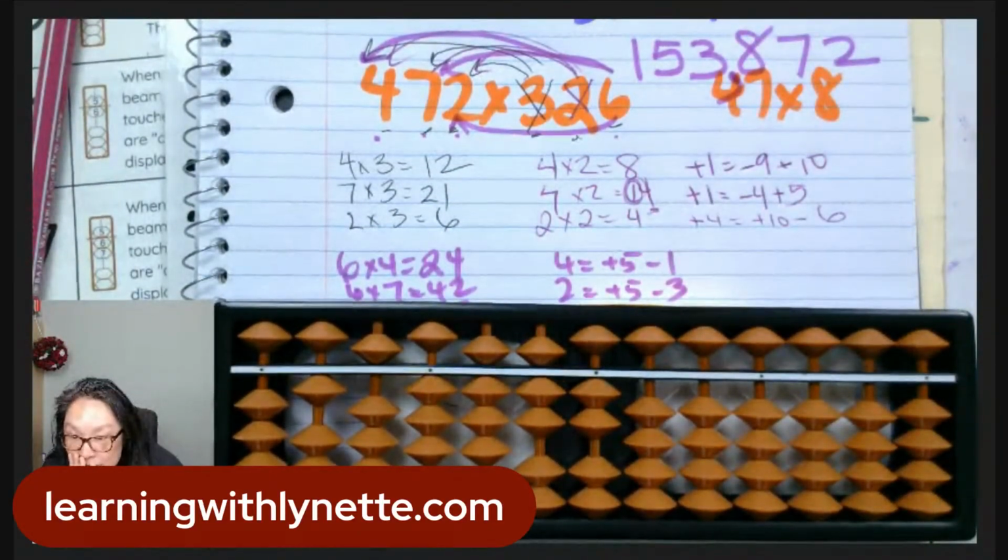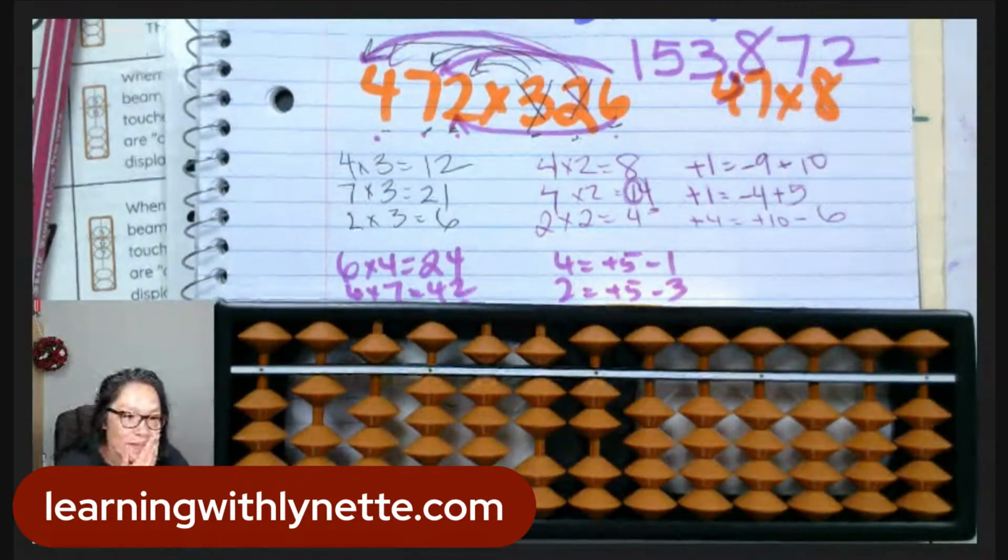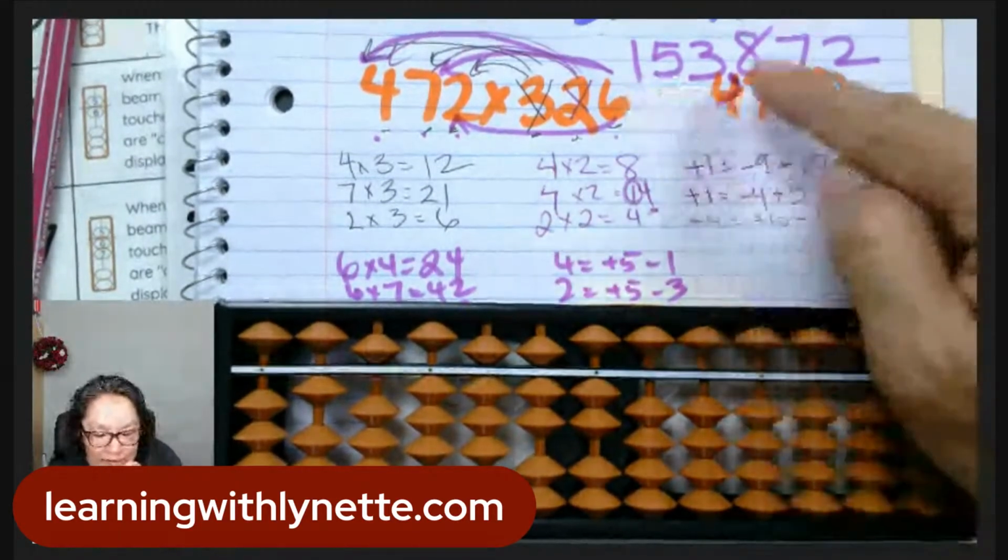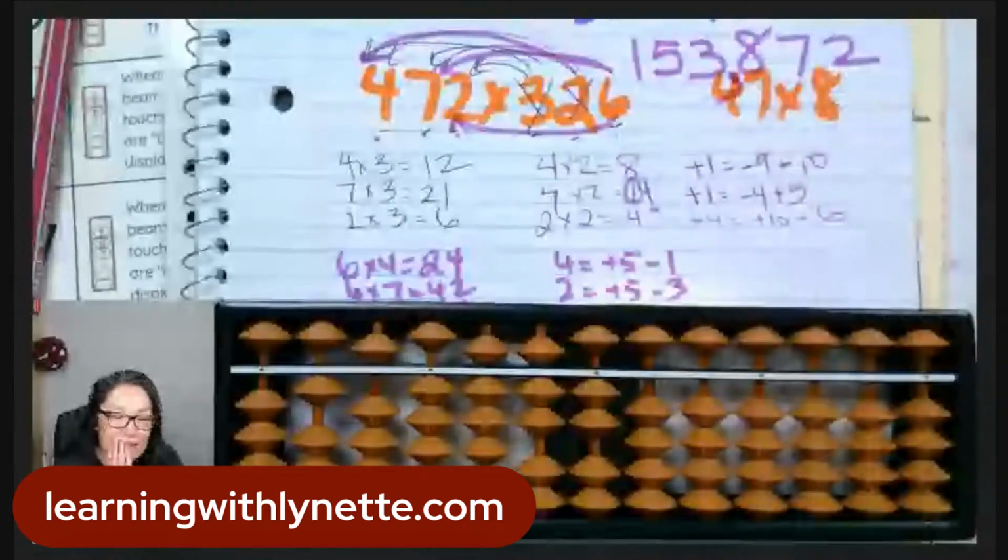Oh, I don't even know if that's the right answer. Okay. 126 times 13582. Yeah, yep, that's the right answer. 1,153,872.